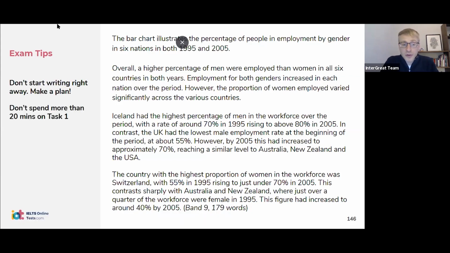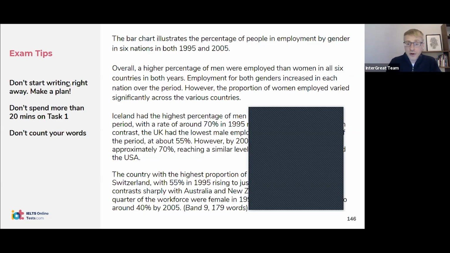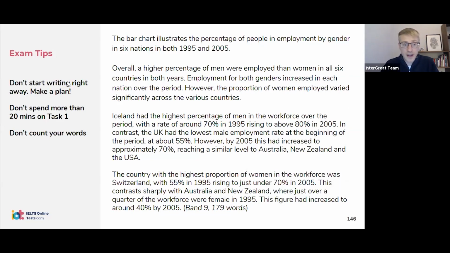Don't spend more than 20 minutes on task 1. You need all the time for task 2. Don't count your words in the test. You can download the IELTS practice sheet from the IELTS website. If you're doing the paper-based test, you can do your writing on the answer sheet. You can count how many lines you need to write 150 words. And then you know in the test, okay, if I write 15 lines, that's 150 words, okay?